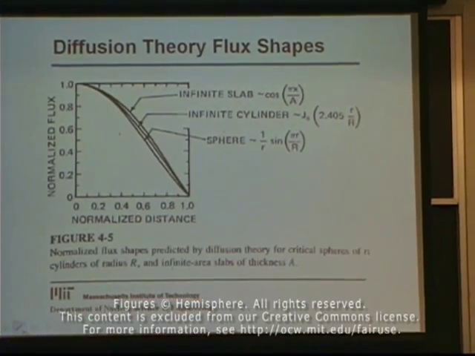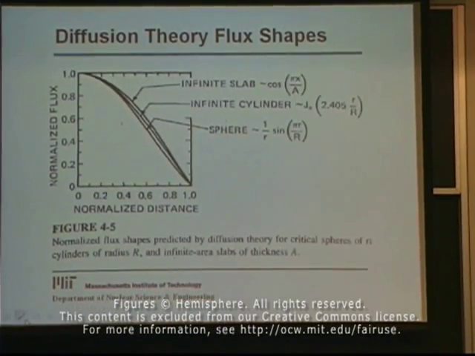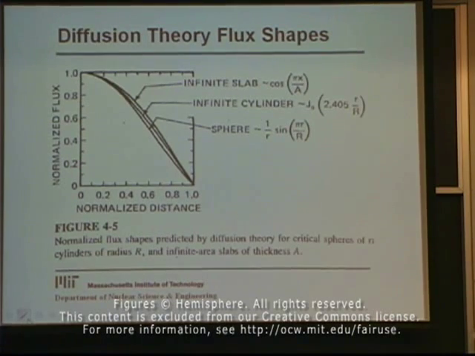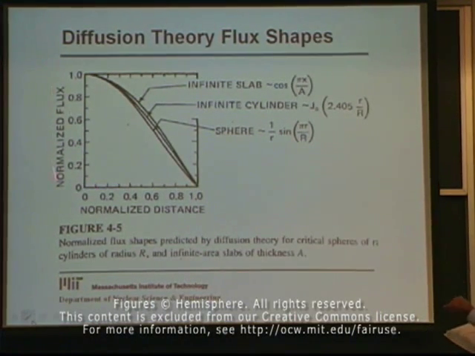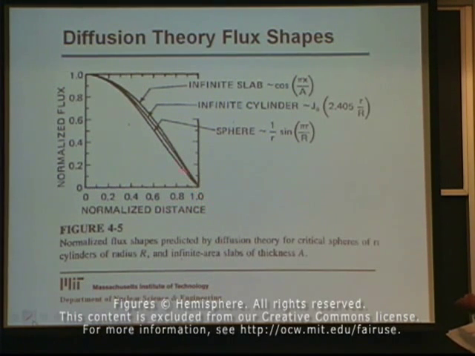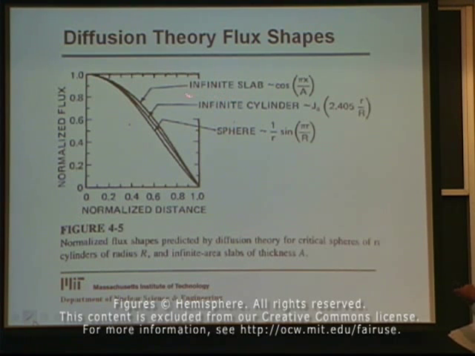When you think about some of these flux shapes, and this chart basically shows what they might be, you can see the normalized flux versus the normalized distance, that the shapes are basically cosine, regardless of whether it's an infinite slab or infinite cylinder. The fundamental shape is the same, and it does have some minor variations. But each one will create a different criticality solution.